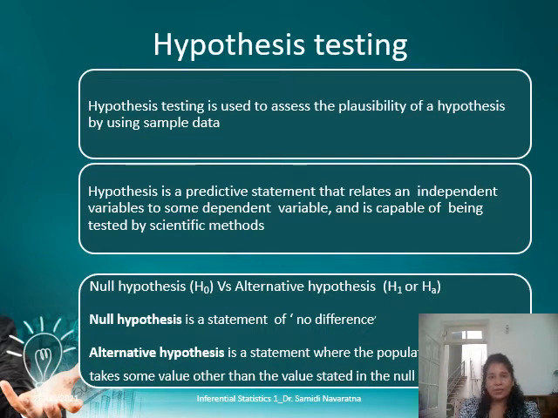It assumes that any kind of difference between the chosen characteristics that you see in a set of data is purely due to chance. For example, if the expected earnings in a gambling game are truly equal to 0, then any difference between the average earnings in the data and 0 is due to chance. So what is an alternative hypothesis? It is a statement where the population parameter takes some value other than the value stated in the null hypothesis.